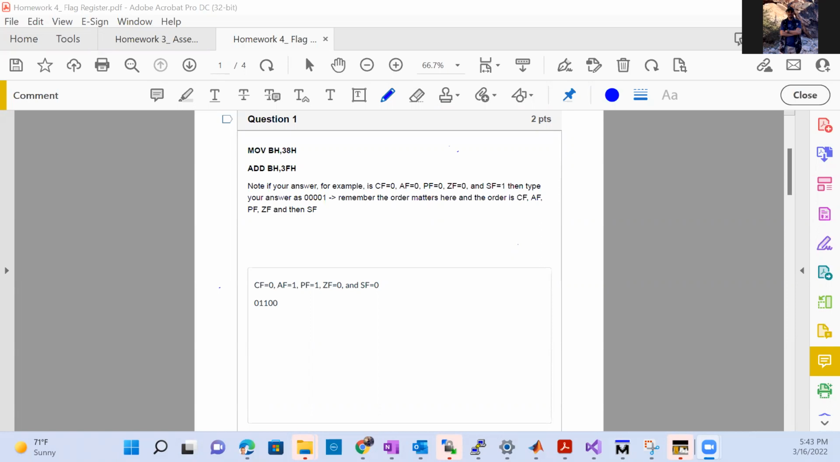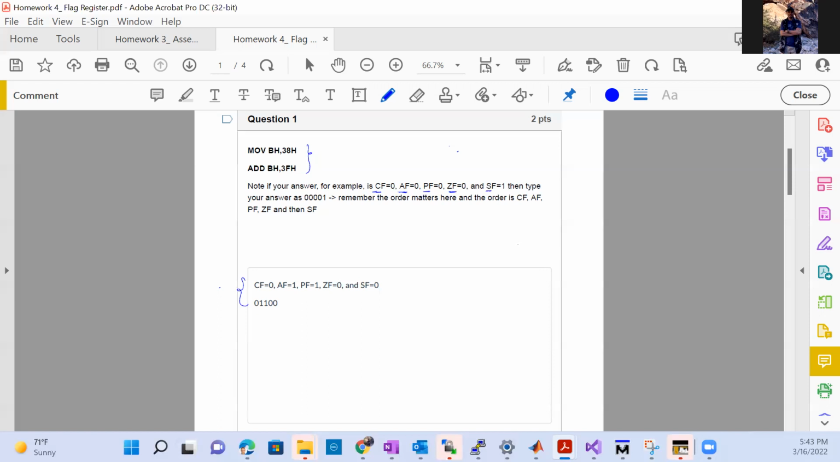So let's start with the first one. We have here two instructions. What would be the final values in 5 bits of the flag register after executing these two instructions? Basically, the carry flag, auxiliary carry flag, parity flag, zero flag, and sign flag. We have here the solution, but of course we're gonna redo in detail how we end up with this solution.